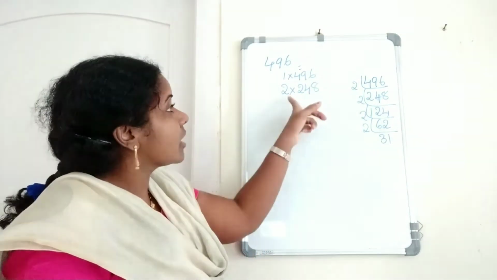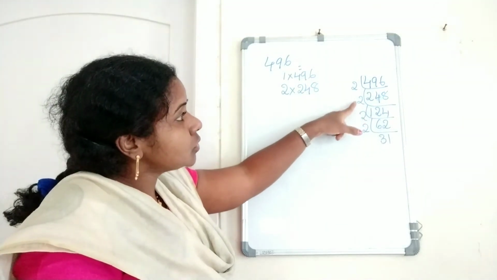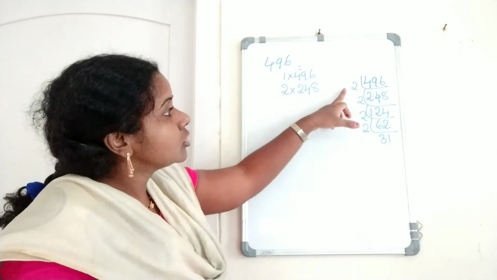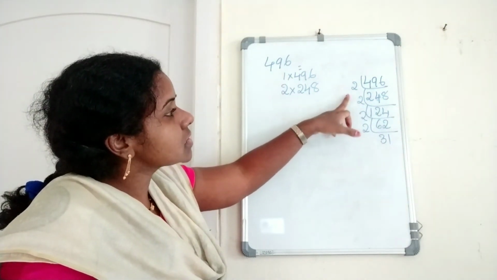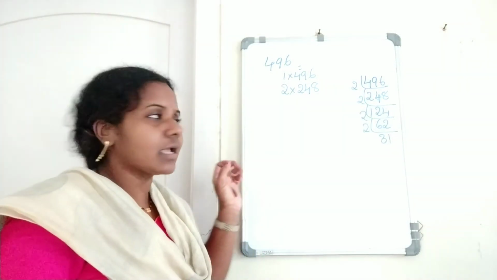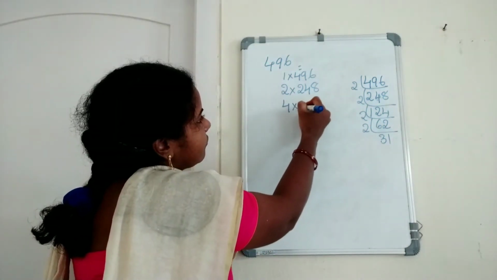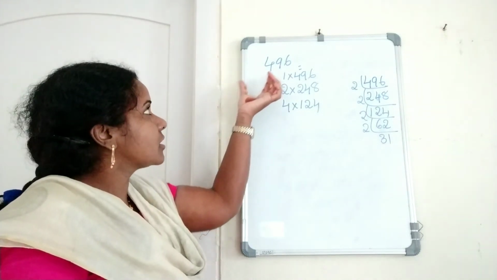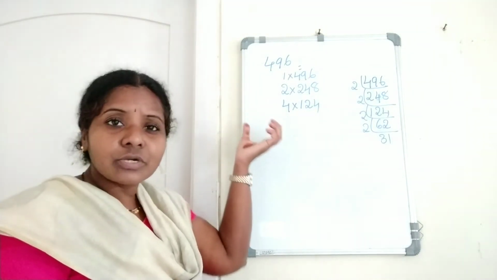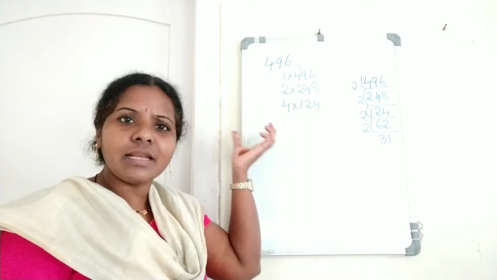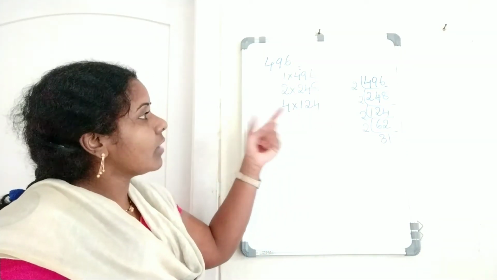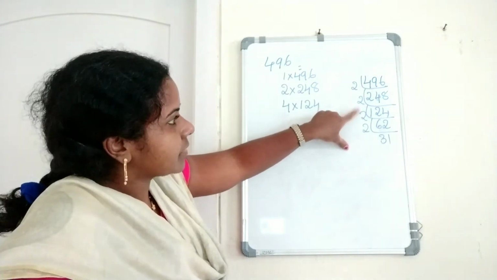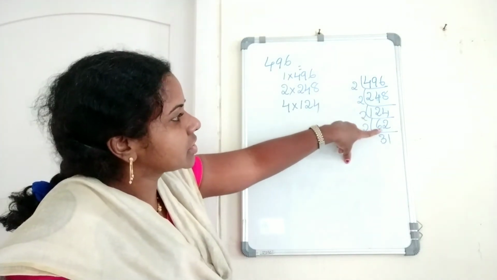Now again 4 table it is there because 2 2s 4, so this prime factorization method is useful for us. 4 how much? 4 124s. Okay, 5 table also it won't come. 6 table also it is not there, because if it were divisible by 2 and 3 it would be divisible by 6. Now 8 table. 2 2s 4, 4 2s 8. 8 how much? 8 62s.